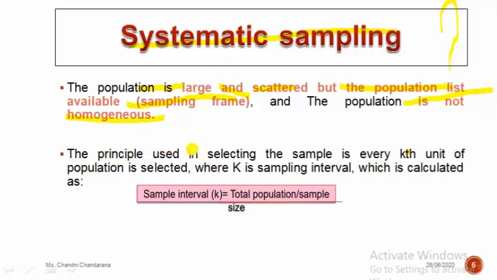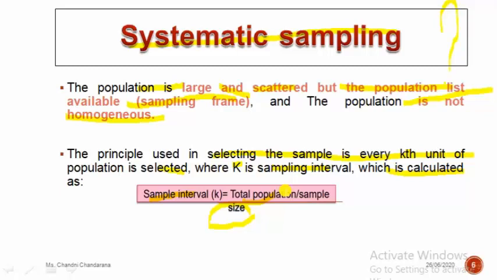Which principle is used? In selecting the sample, every kth unit of the population is selected. Here, how can we select a sample? We have to select a sample at every kth unit of the population. Now, what is k? K means the sampling interval, which is calculated with this formula: you can divide the size of the population by the size of the sample.